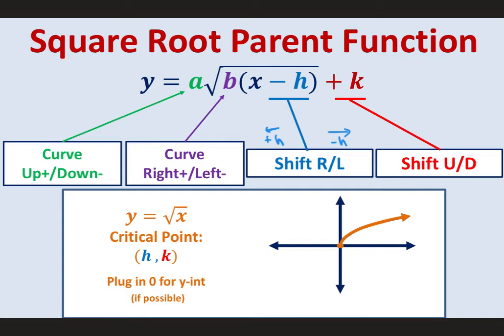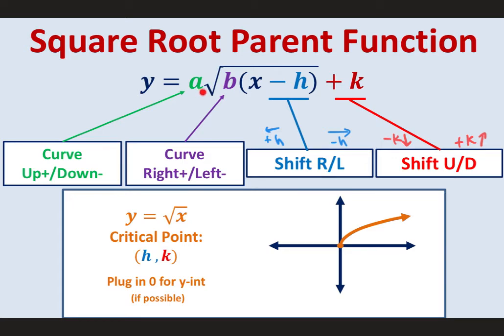Then there is the k value on the end. This k value does our up-down shift. So a positive k value will move you up, and a negative k value will move you down. So those are pretty standard for a lot of our parent graphs. Now there's two other ones here. There's an a and a b value.